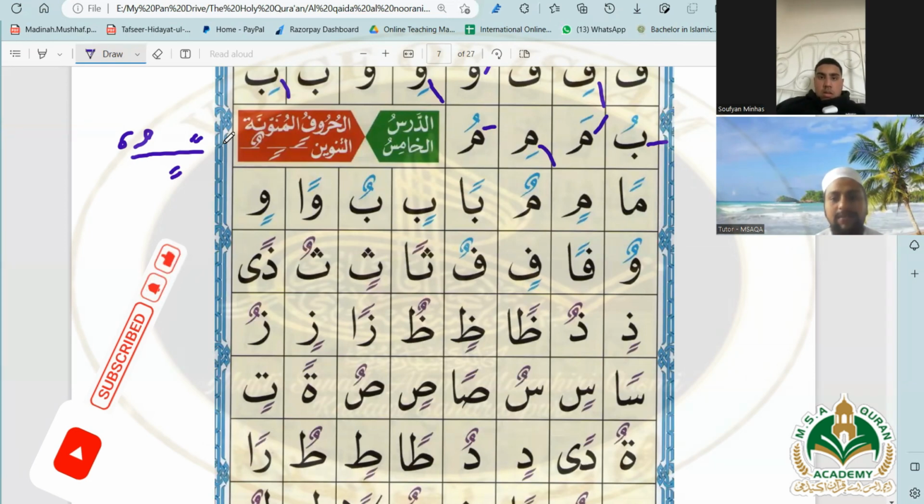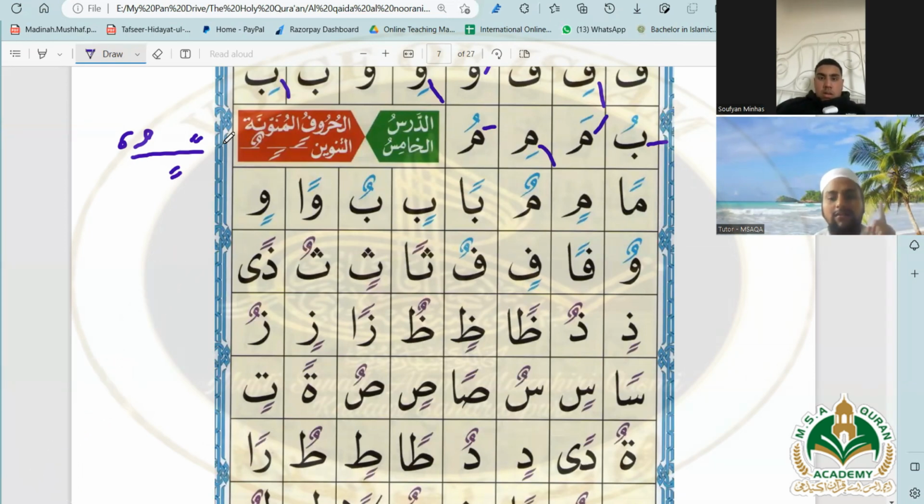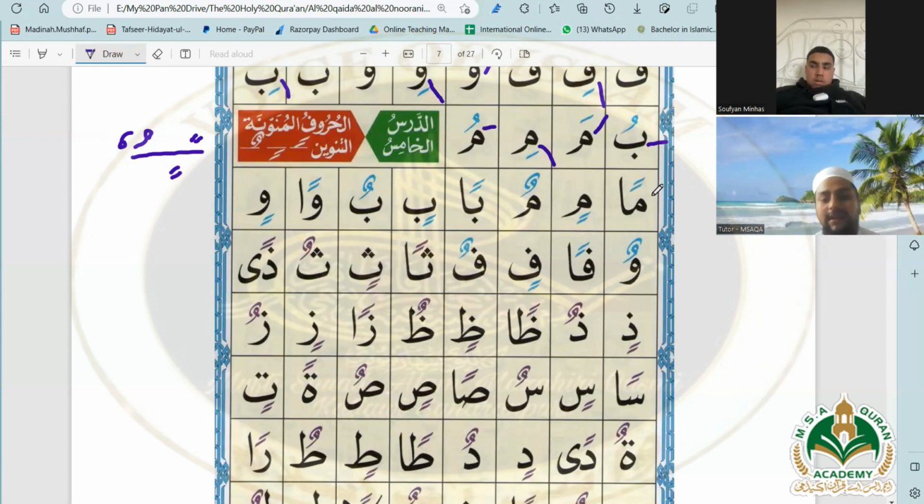Kasra, 1 sign. Kasratain, 2 signs, 2 kasra. Dhamma, 1 dhamma, or dhammatain, 2 dhamma. And it comes like you can see here. So this is how to pronounce, how to read, how to make a sound.